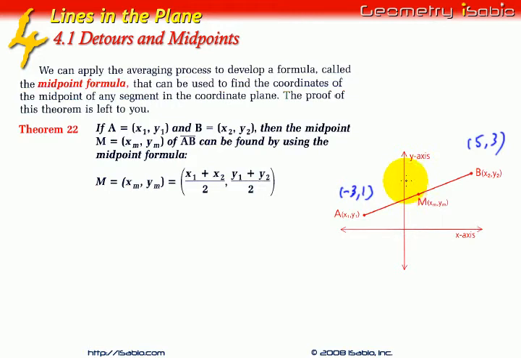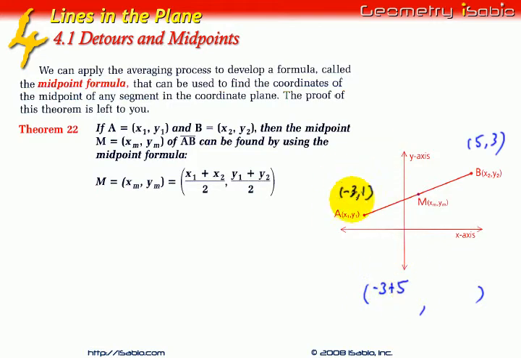Now, this is getting intriguing, eh? But no problem. Just average them. But what do I average? Well, average x with x and y with y. So you would have two numbers. These are also points in the coordinate plane. Every point has two numbers in it, don't they? So here, the x will be negative 3 plus 5.